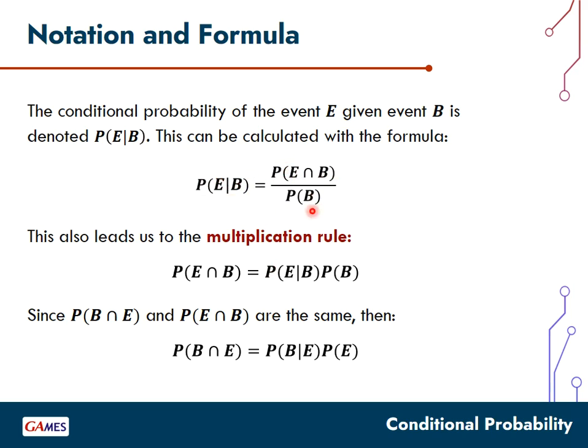So the conditional rule is division based, but you can now manipulate this to get the multiplication rule. All you just need to do is to multiply both sides by the probability of B, so that on this side, when you multiply by probability of B, it cancels this at the denominator. Then on this side, when you multiply by probability of B, it's simply a product. So by that, you can arrive at probability of E intersect B, which is simply equal to probability of E given B multiplied by probability of B.